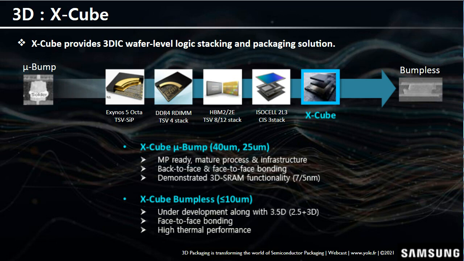X Cube can also enjoy the micro bump and then bumpless technology. So let me share where we are regarding the X Cube micro bump and then bumpless. The micro bumping usually, in general, has a pitch of 40 or 25 micrometer.